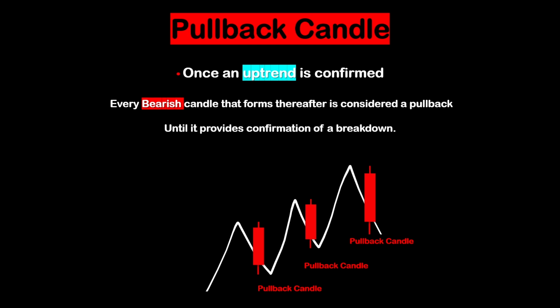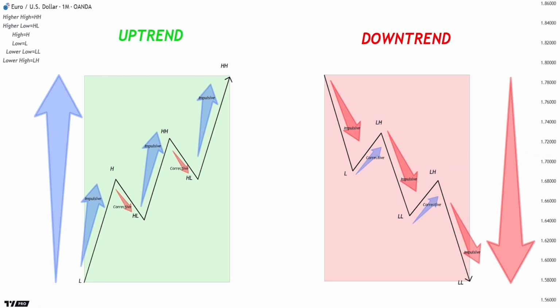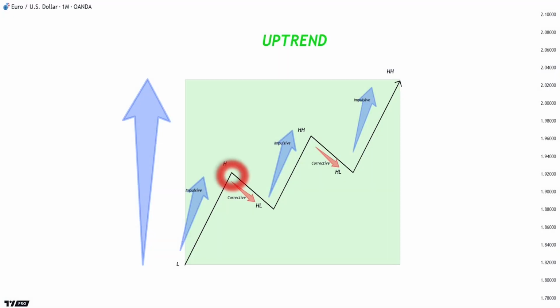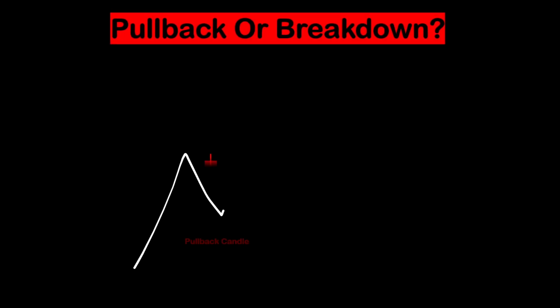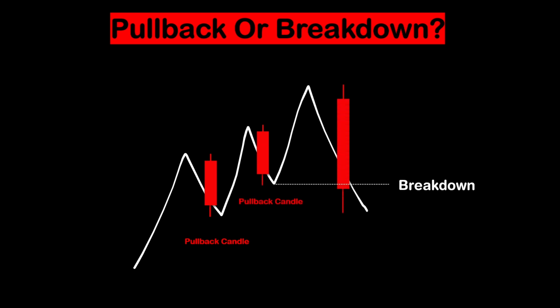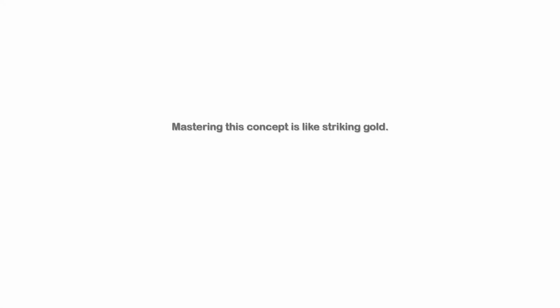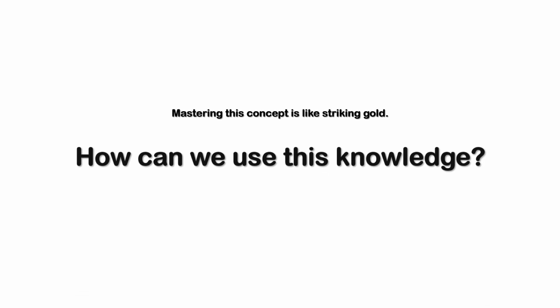Every trend boils down to two components: impulsive moves and corrective moves. Impulsive moves drive the trend forward, breaking previous structures. In an uptrend, each impulsive push creates a higher high, while corrective pullbacks form higher lows. These pullbacks don't break the structure, but set the stage for the next impulse. So the pullbacks are forming inside two impulsive moves, which gives us an opportunity to trade candle range theory. So how can we confirm this is just a corrective pullback, and it's not a breakdown? Mastering this concept is like striking gold. The question is, how can we use this knowledge?